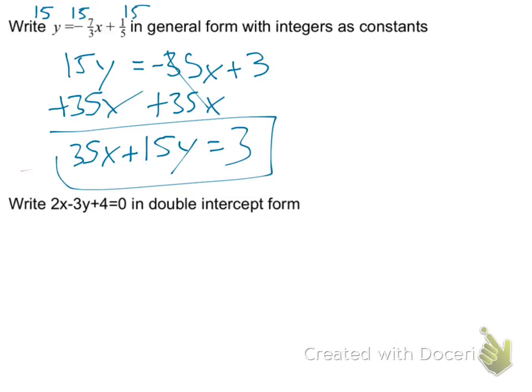Now, the next one says write it in double intercept form. That is considered kind of in general form. But remember we talked about that the general form and double intercept form looked really close to each other. They were really close to being the same. And so what I want to do then is put it into general form. And once I get it in general form, I'm going to take care of that c value. So how do I get this in general form?